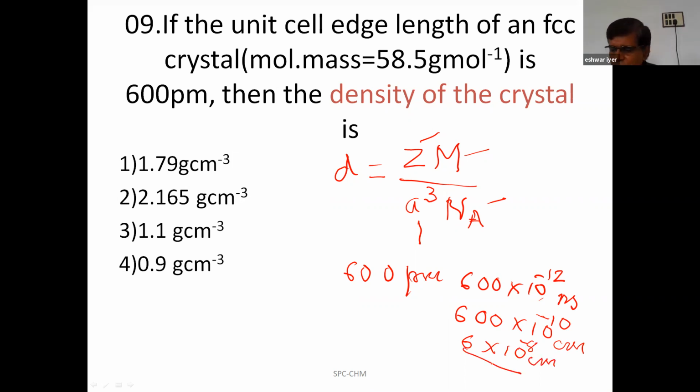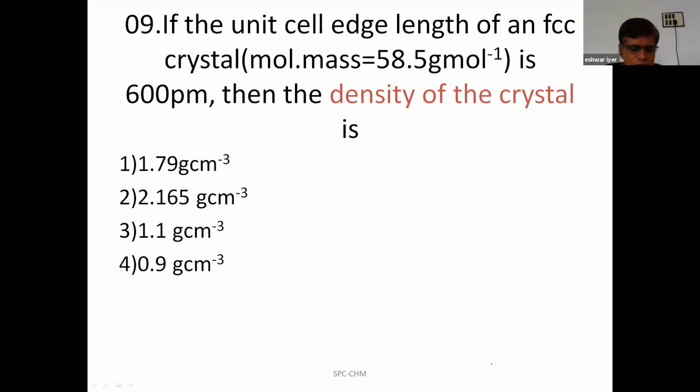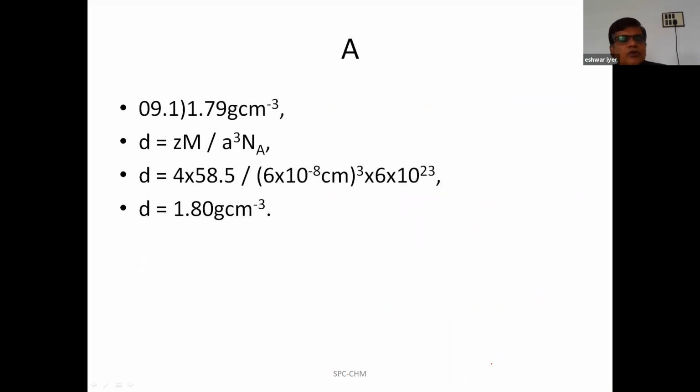You need to substitute this in the formula. Let us see the answer slide. Look at this. The answer is first option, 1.79 grams per cc. So the formula goes like this. Look at this. Z M by A cube Na: 4 into 58.5 divided by 6 into 10 to the power of minus 8 whole cube, and then Avogadro number. In such calculations, you can just take Avogadro number as 6, so that the simplification becomes easy. You can take 6 into 10 to 23. So that comes to 1.8. The nearest answer is 1.79.